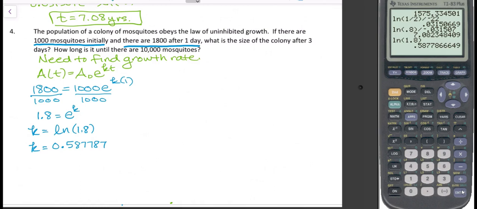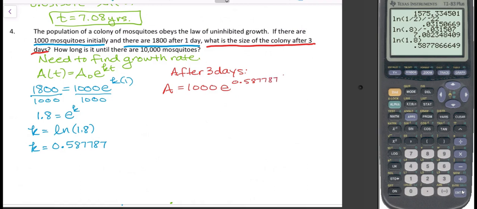Now I can answer that first question. The first question asks, what is the size of the colony after 3 days? After 3 days, I want to find what that final amount is. So A is going to equal, and again, I'm going to start with my initial amount provided in the problem of 1,000, e to the, now I can use my k, 0.587787, and I want to know what happens after 3 days. So I use 3 for my t.